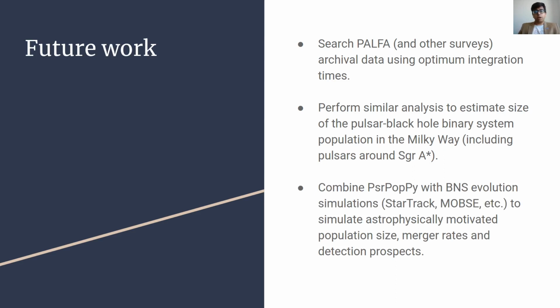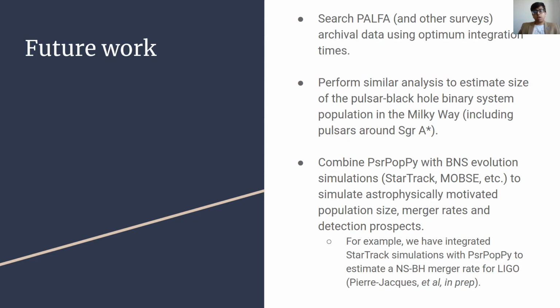And finally, we want to combine PsrPopPy with BNS evolutionary simulations such as Star Trek, MOBSE, etc. to simulate astrophysically motivated population sizes, merger rates, and detection prospects. For example, we have already started to integrate Star Trek simulations with PsrPopPy to estimate a neutron star black hole merger rate for LIGO, and this is work that is currently in prep and should be submitted in the near future.